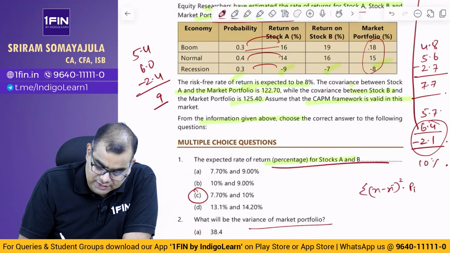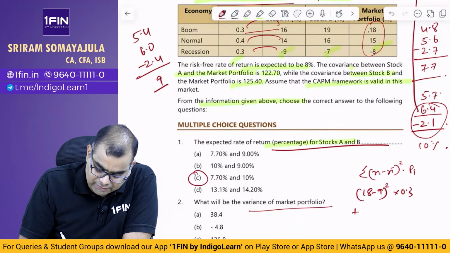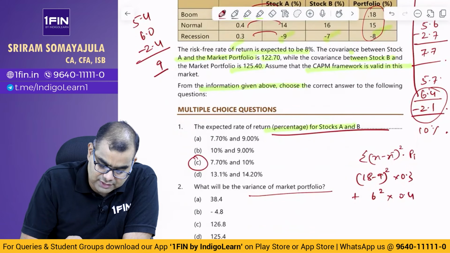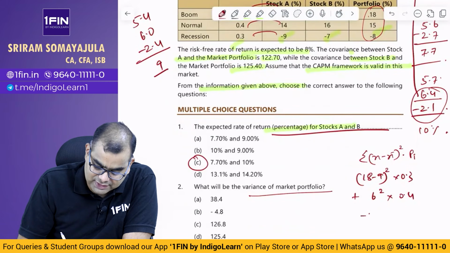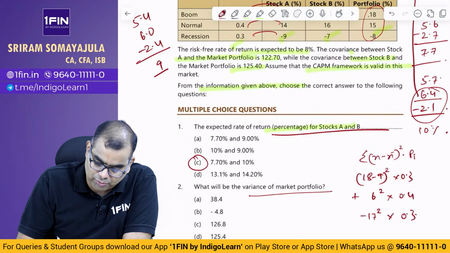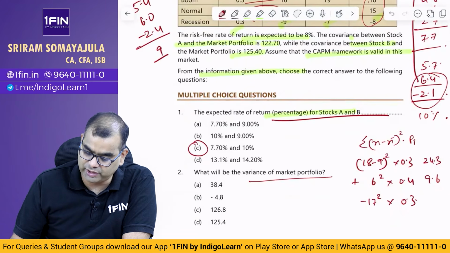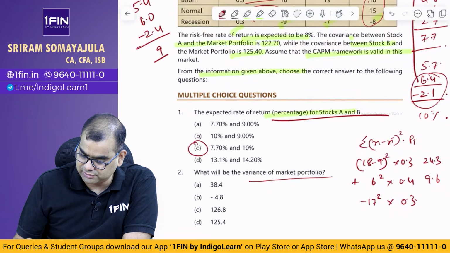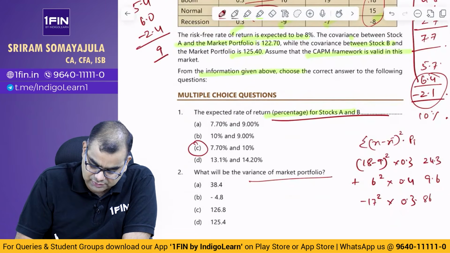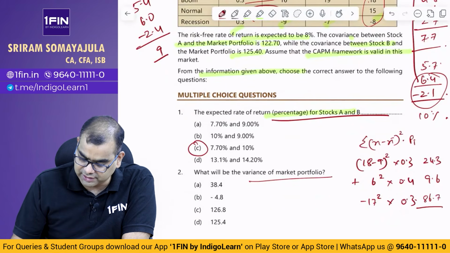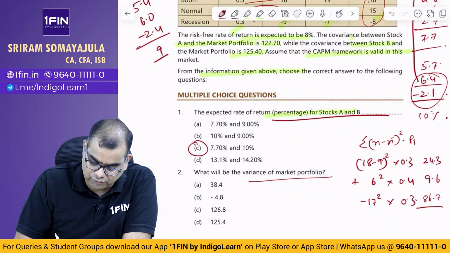So sigma of (x minus x bar) whole square into probability: 18 minus 9, whole square, into 0.3, plus 15 minus 9 is 6, square, into 0.4, then 8 minus 9 is minus 17, so minus 17 square into 0.3. 9 nines are 81. 81 into 0.3 is 24.3. 24 into 0.4 is 9.6. 17 square is 289. 289 into 0.3 is 86.7. So if you add all of this, 86.7 plus 9.6 plus 24.3, you get 120.6.